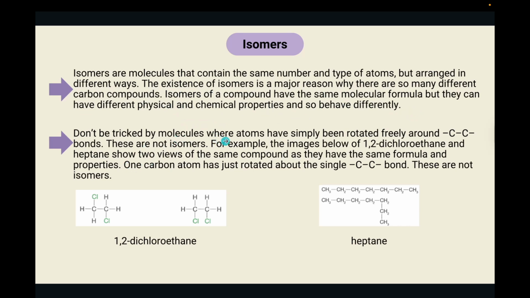So don't be tricked by molecules where atoms have simply been rotated freely around C to C bonds. These are not isomers. For example, these two images, they're not isomers. Just because these atoms have been rotated doesn't mean it's different. Even though this has been written straight versus being written with a little bend there, it's still 1, 2, 3, 4, 5, 6, 7 in a straight way. It doesn't really matter that it's branched. It hasn't really branched off. It's just drawn differently. It's still heptane, and this is still 1,2-dichloroethane.